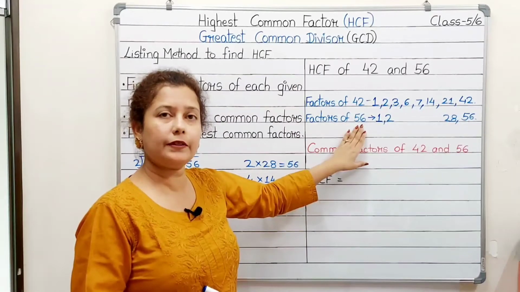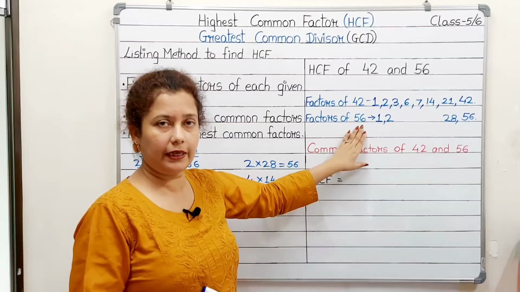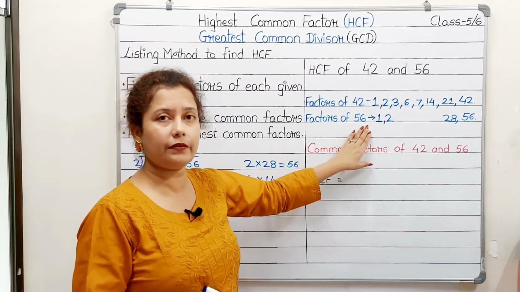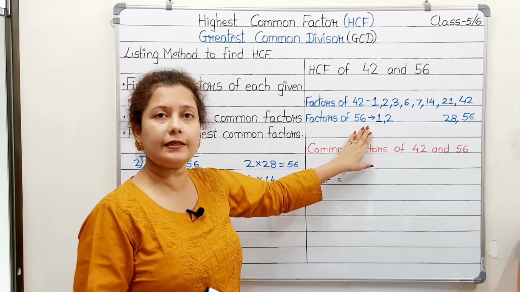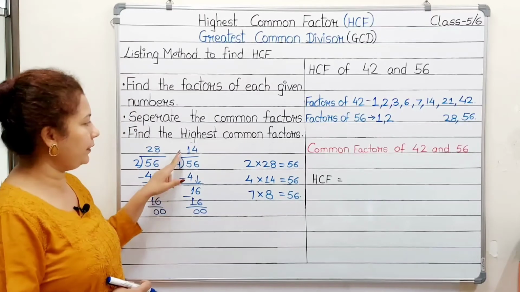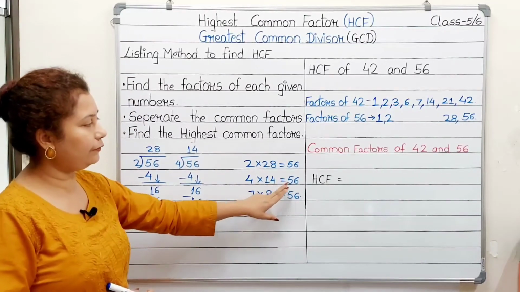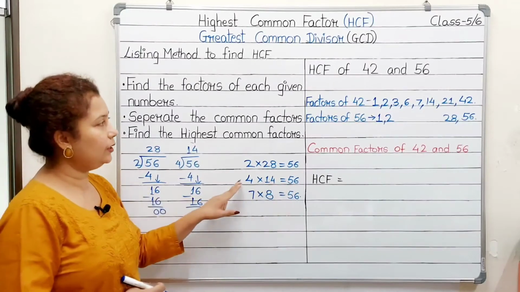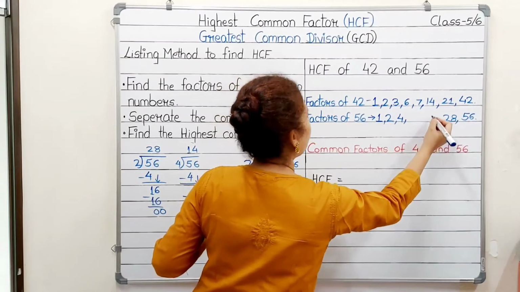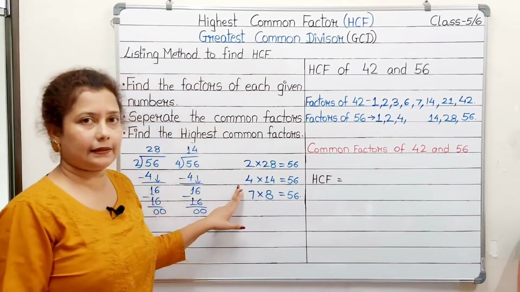Next we will see if 56 is divisible by 3. 5 plus 6 is 11 and 11 is not divisible by 3. So 56 is not divisible by 3. 56 is divisible by 4. When we divide 56 by 4, we get 14 as a quotient. That means 4 multiplied by 14 is 56. So 4 is a factor of 56 and 14 is also a factor of 56.